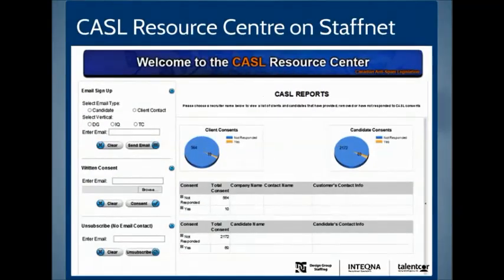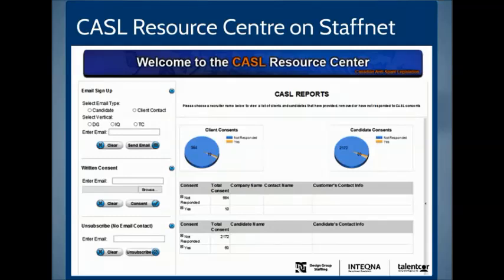This is a screenshot of the CASL Resource Center on StaffNet, and you will see here on the left-hand side, you can choose either a candidate or a client. You can choose a vertical. You would enter the email address of the recipient, and then you would click the Send Email button, and this allows the recipient to sign up for express consent to receive emails from our companies from all three verticals.